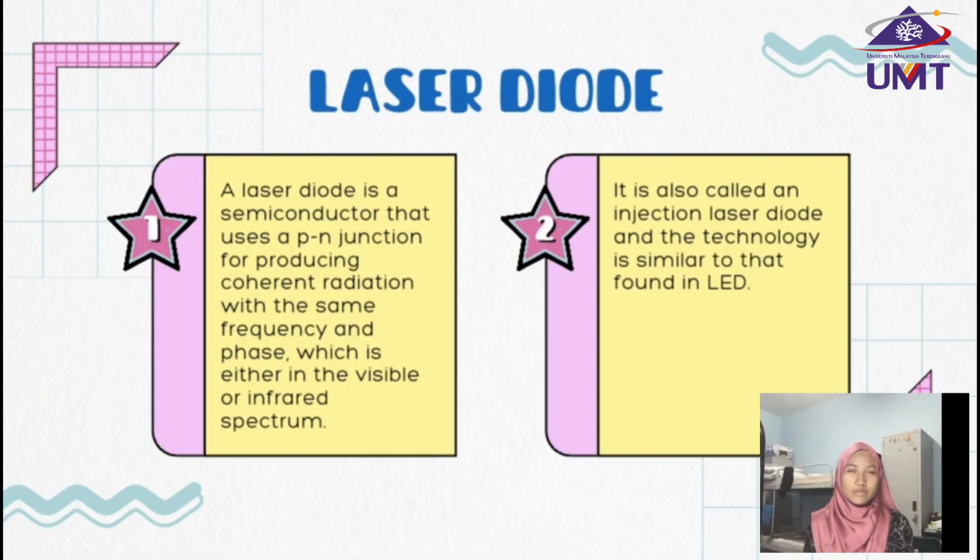Laser diode. A laser diode is a semiconductor that uses a PN junction for producing coherent radiation with the same frequency and phase, which is either in the visible or infrared spectrum. It is also called an injection laser diode, and the technology is similar to that found in LED.